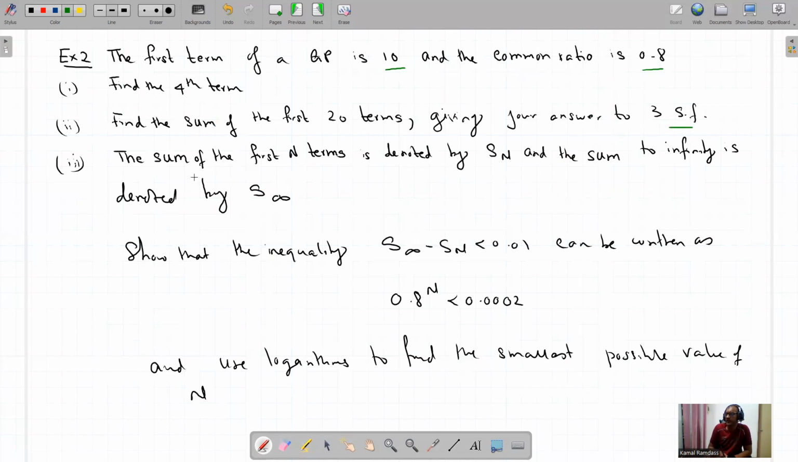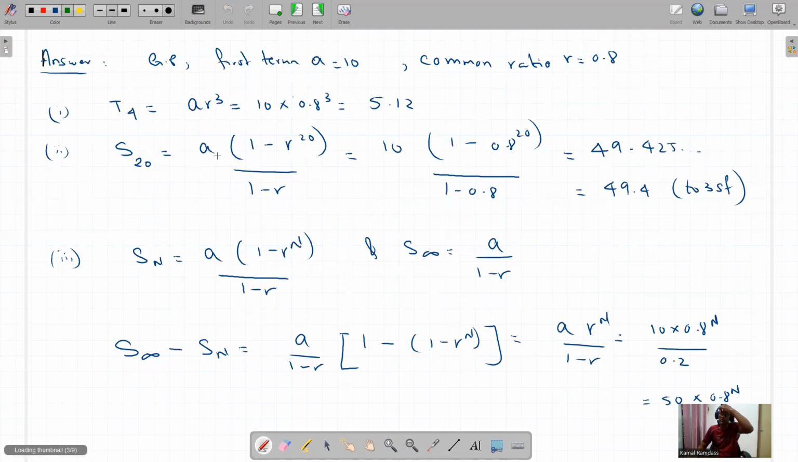Okay. The sum of the first n terms is denoted by Sn, and the sum to infinity is denoted by S infinity. Show that the inequality S infinity minus Sn is less than 0.01 can be written as 0.8 to the power of n less than 0.0002, and use logarithm to find the smallest possible value of n. Une longue question. OK? Simplement, nous prenons la question bout par bout, les bouts faciles d'abord.